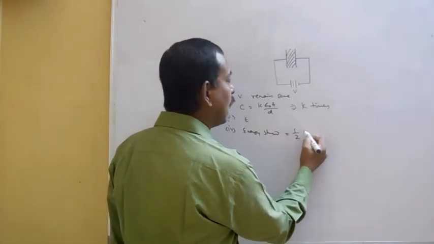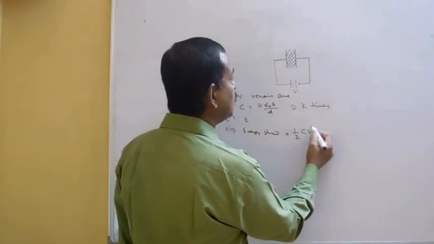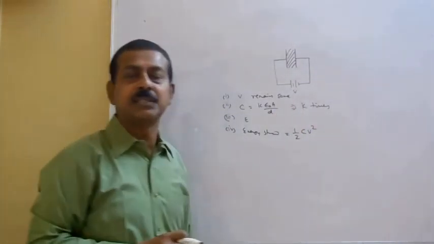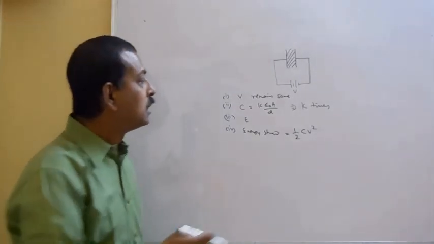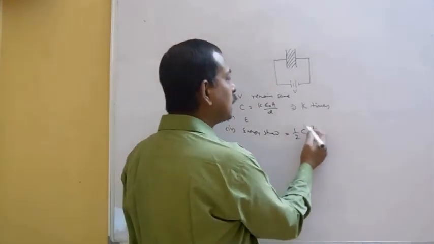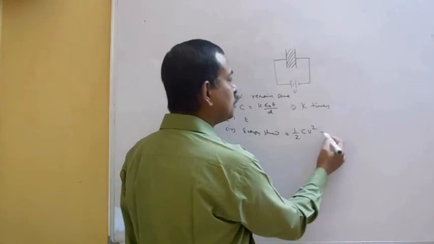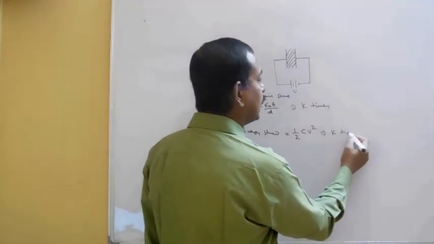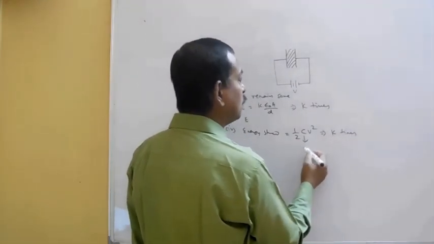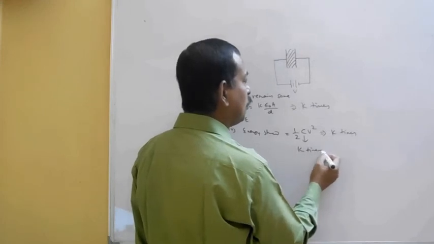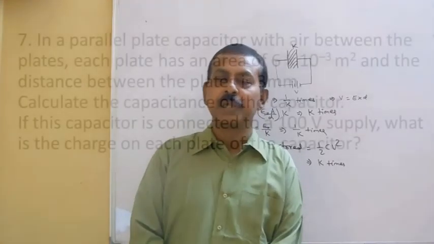Now we know that it is half CV square, because in this case V has remained the same. So as C is becoming K times, this will become K times, because this is becoming K times. Now let's take the next question.